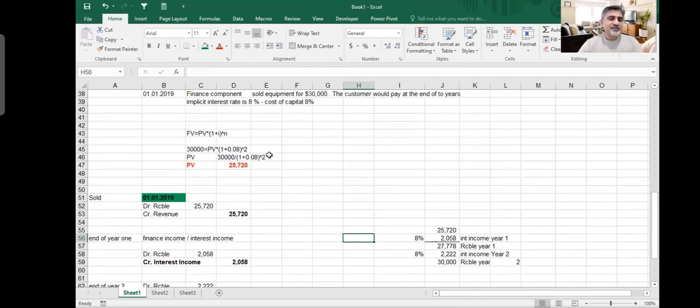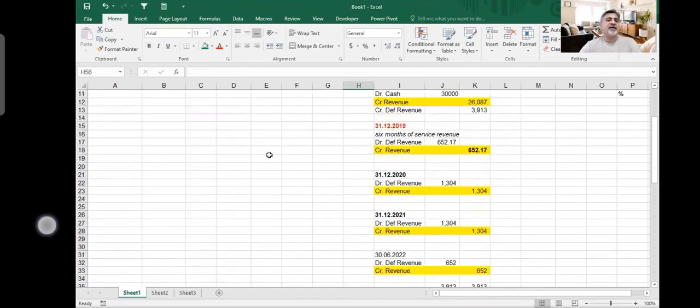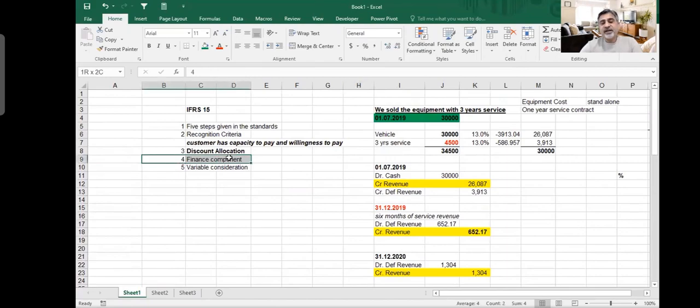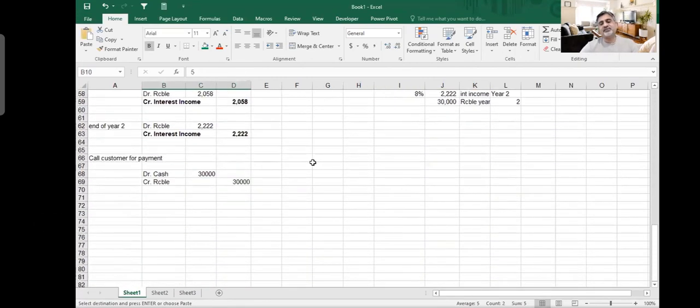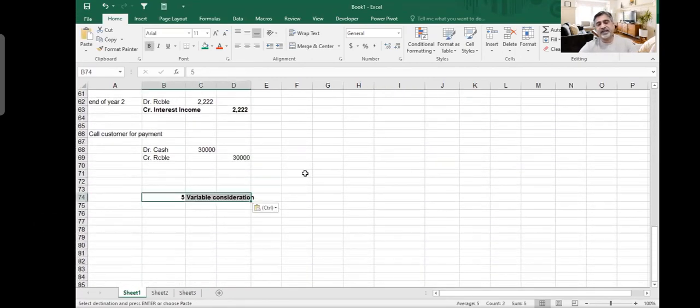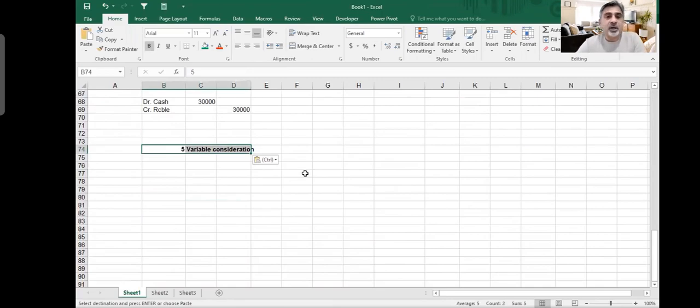So then we did the finance component. After the finance component, there is something which is called variable consideration. This is also one important aspect of IFRS 15, which you should be capable of handling. We call it variable consideration.